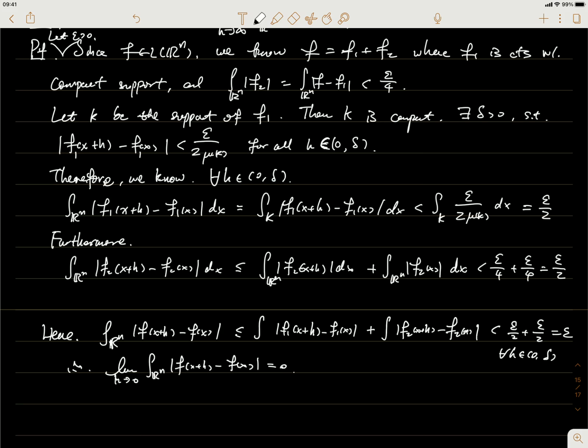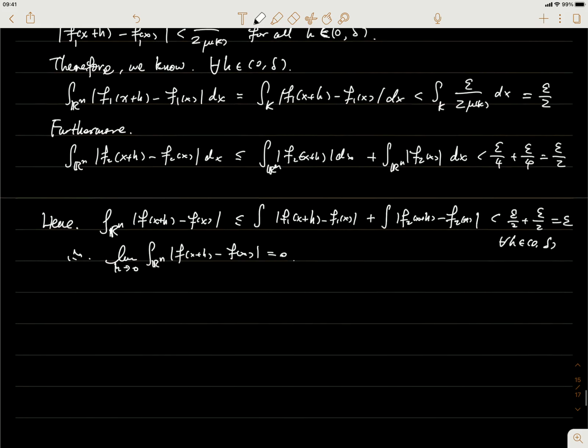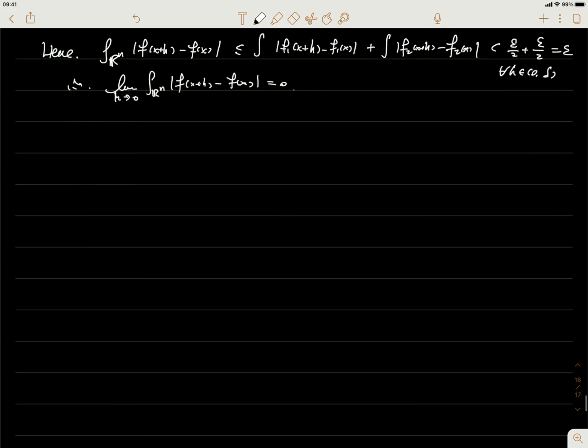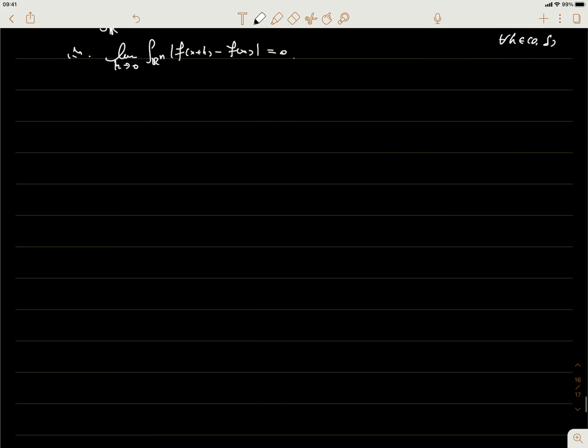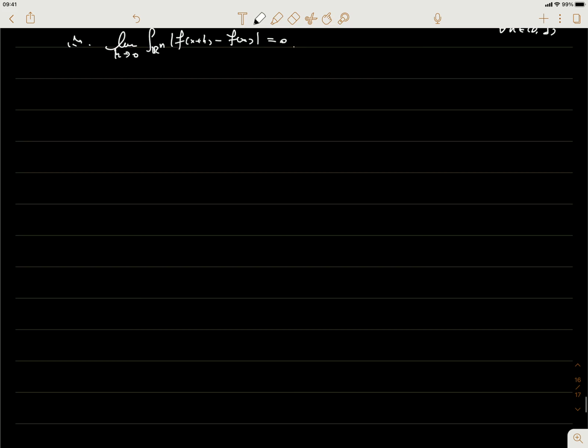Okay, so that completes the proof. If we can review, intuitively it seems obvious, or at least very reasonable, but you need to know how to prove this rigorously. Now let's consider the corollary of that.